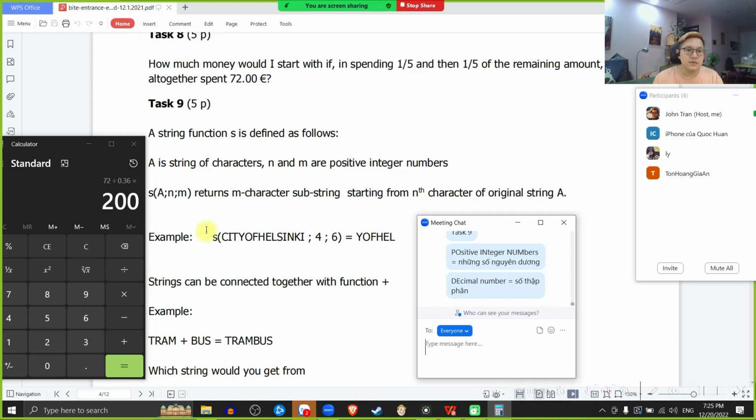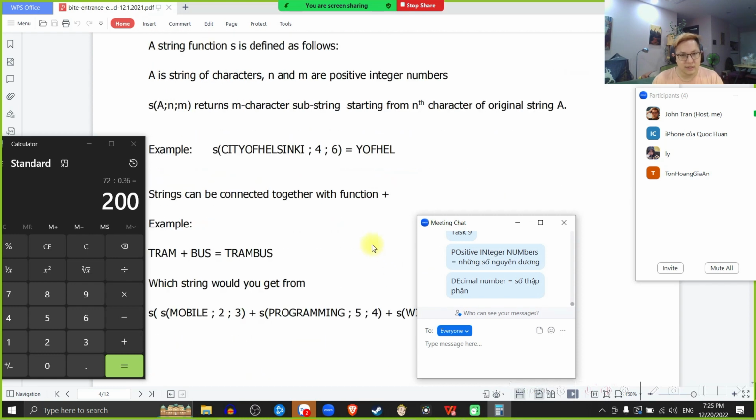Okay. Cái chuỗi này thì nó trả về M character substring bắt đầu từ cái ký tự thứ N của cái string A. Like for example, nếu mà city of Helsinki and 4 and 6, they will count from number 4 which is Y and plus 6 characters. Nếu mà như vậy thì nó đếm từ cái ký tự thứ tư và nó cộng thêm cho 6 ký tự sau đó nữa, nó ra được là Yov L.